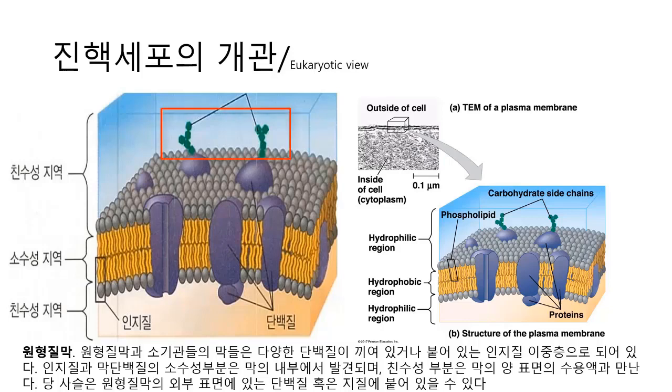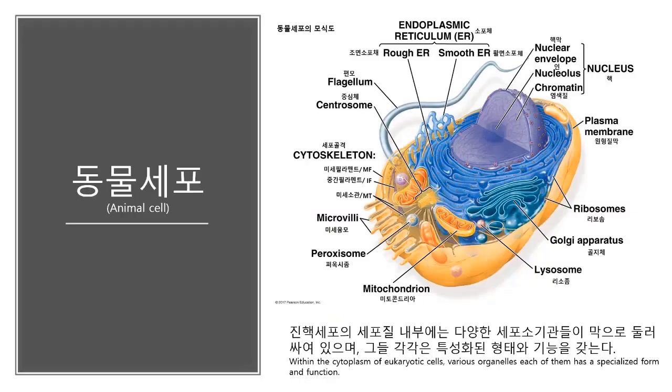Carbohydrate side chains, you can see on the top of the membrane, are found only attached to proteins or lipids on the outer surface of the plasma membrane.